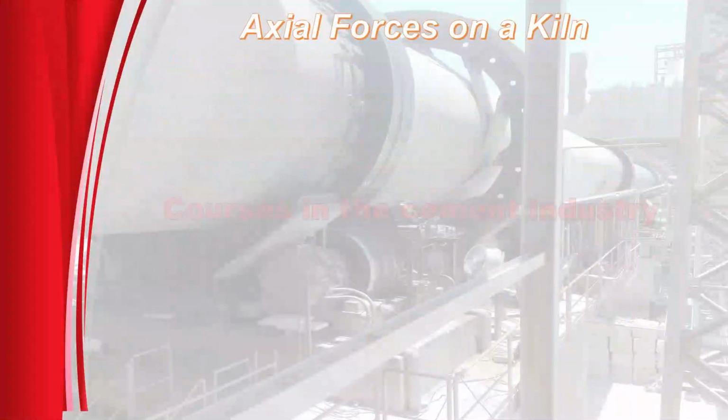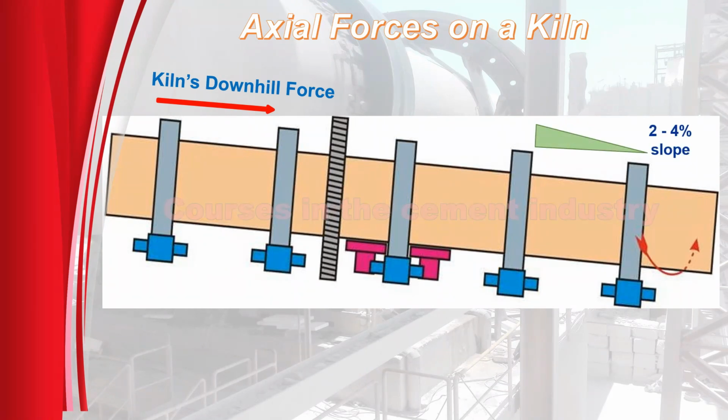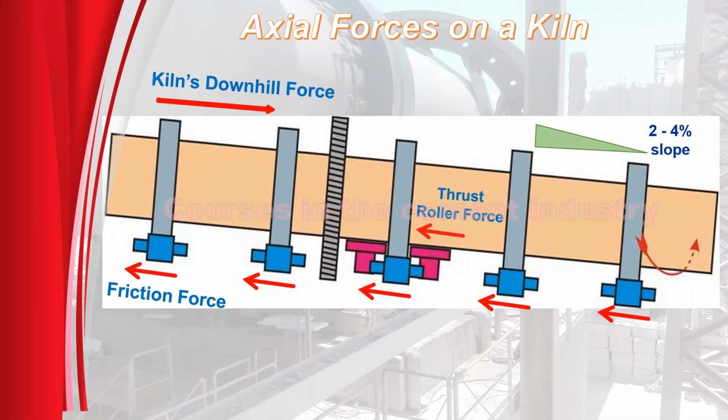Axial forces on a kiln. In the figure, the axial forces on a kiln are shown as follows. 1. Kiln's downhill force. A force caused by the weight of the rotary kiln in the direction of the outlet. The rotary kiln's natural slope, approximately 2 to 4%, causes this axial force. 2. Friction force, resulting from friction between the tire and the supporting roller. 3. Thrust roller force. The thrust roller is responsible for this.